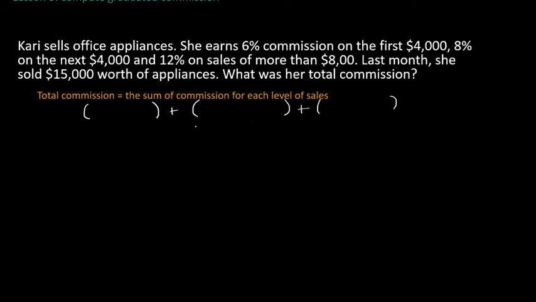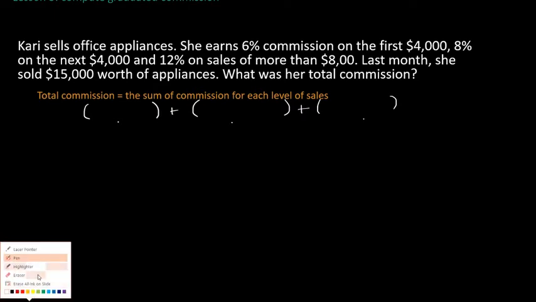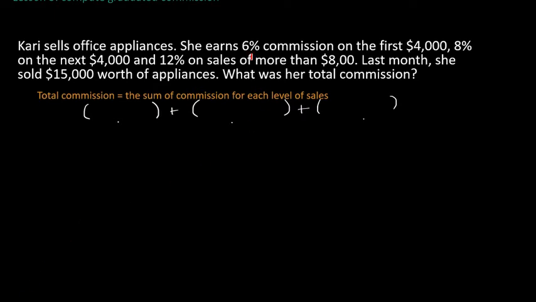And you might like to do this differently. I like doing each set one at a time. I know some students prefer plugging in all the rates and then going back and plugging in all the sales amounts. It's totally up to you, whatever helps you organize. So let's look at the first part. She earned 6% commission on the first $4,000 in sales. So how am I going to represent that in the parentheses? Well, I'll do the rate, which is 0.06, multiplied by the sale amount of 4,000.